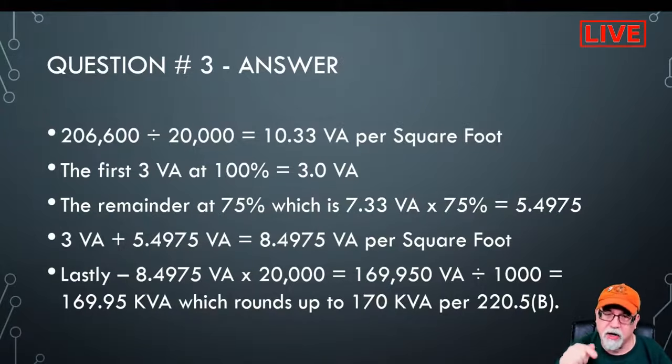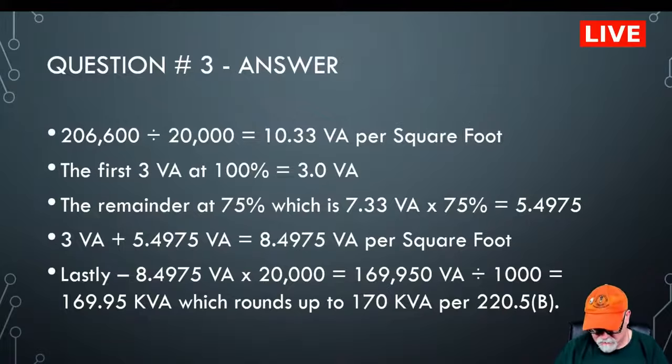The remainder in our equation, since we didn't go over 20, we're not going to use the 25%. We're going to use the 75%, which is over 3, but not over 20. Okay, up to 20. And so in our case here, what do we have? You take the 10.33 minus 3, and that gives you 7.33. So that's the remainder. Now we're going to apply 75% to it. And that is 7.33 VA times 75%. That's what it said in the code. And that is 5.4972.